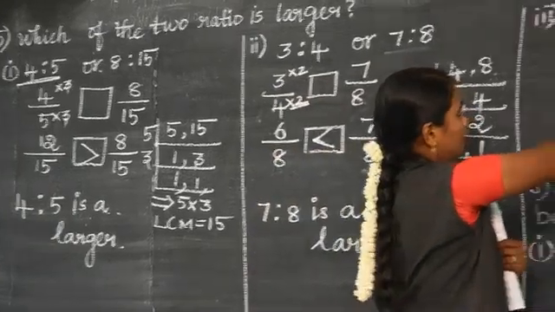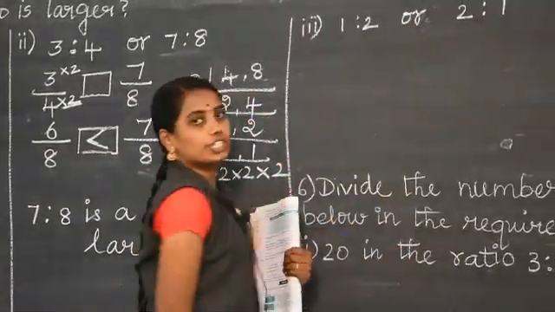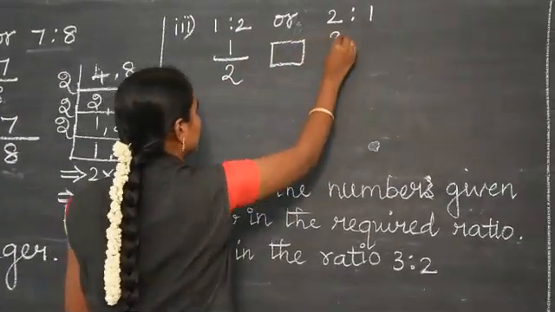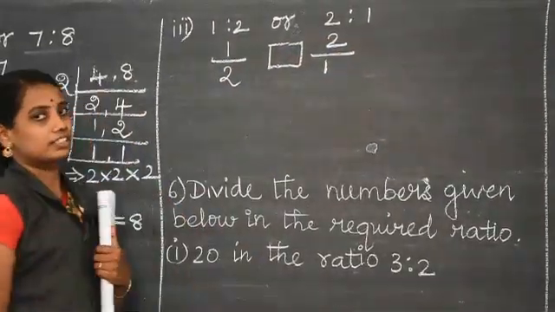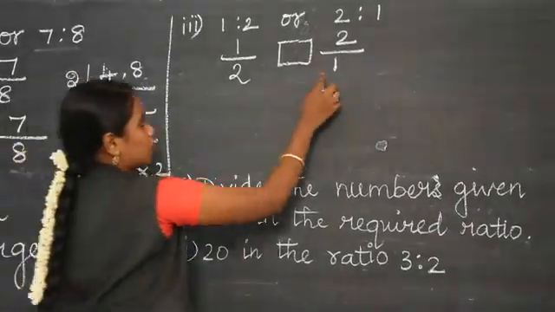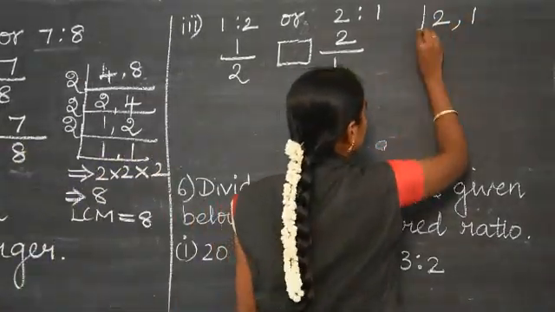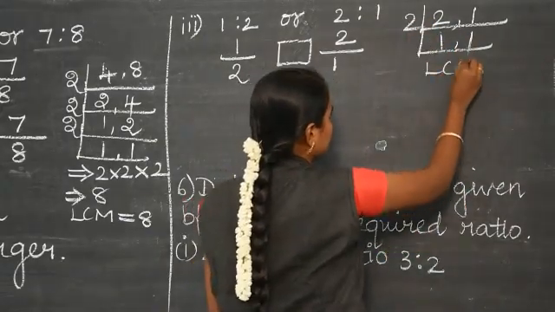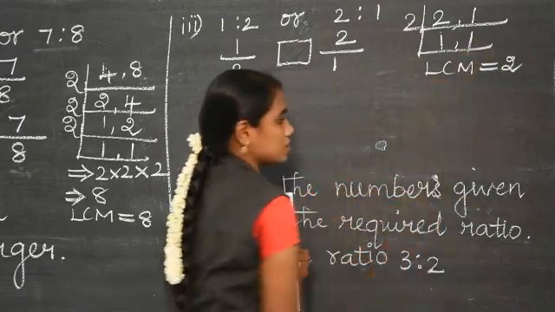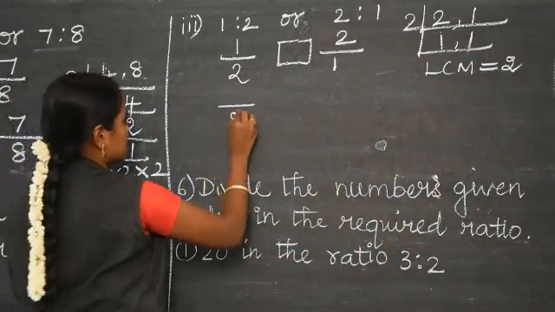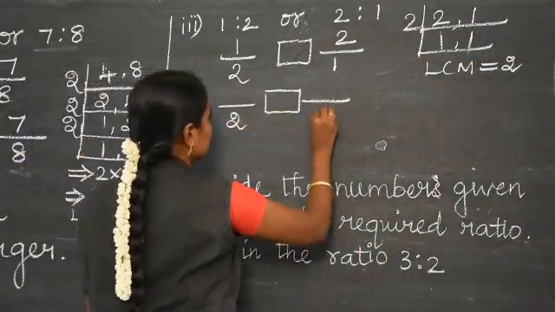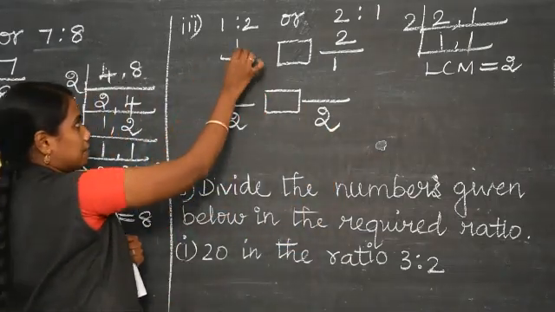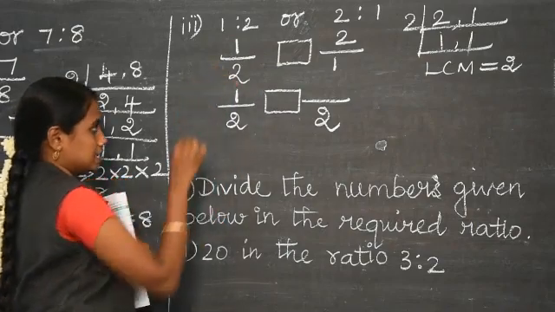Likewise, 1:2 or 2:1. Write in the fractional form, 1/2, 2/1. Make the denominators the same. So for 2 and 1, take the LCM. 2 table, 1 and 1. So what is the LCM? 2. The LCM is 2. Write the denominator the same. Here we already have 2 only, so you don't need to multiply by any number. Write the 1 as it is here.